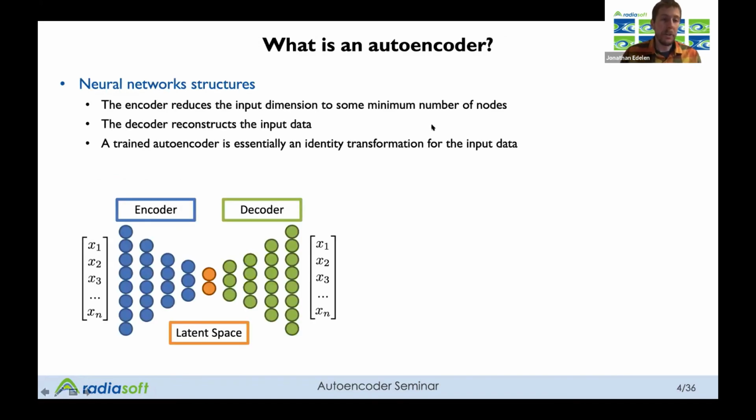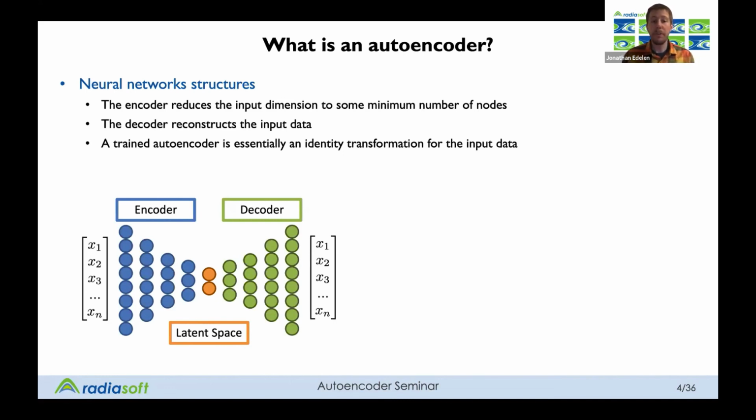So what is an autoencoder? An autoencoder is a neural network structure, and essentially you have a number of hidden layers where you're reducing the number of nodes down to some minimum dimensionality, which is referred to as the latent space, and then you increase it back using a decoder to reconstruct the output. So here you don't have inputs and outputs, you just have a set of data, and you're trying to essentially learn an identity transformation for the input data.